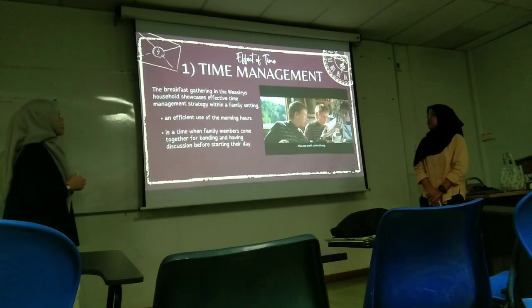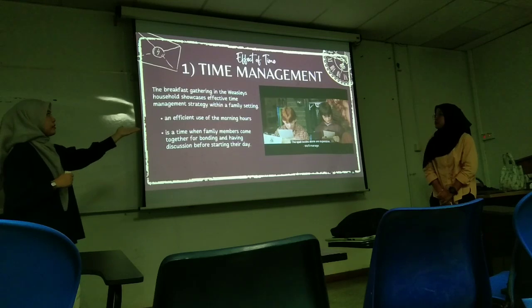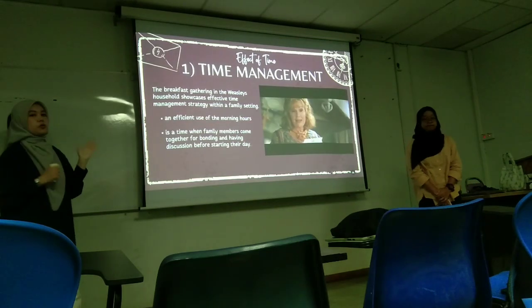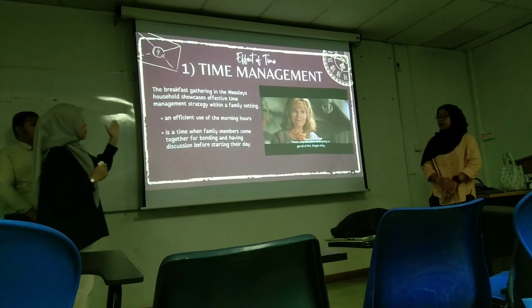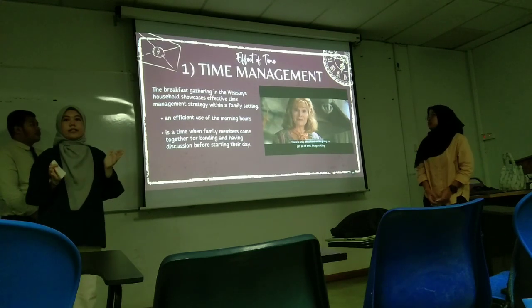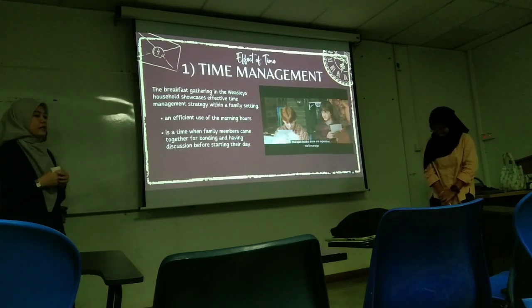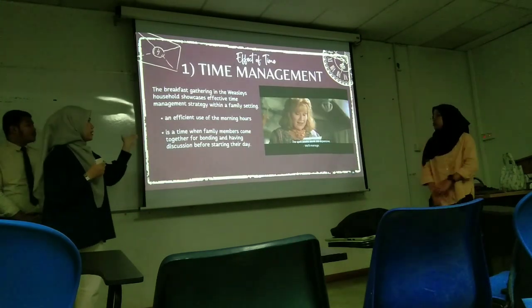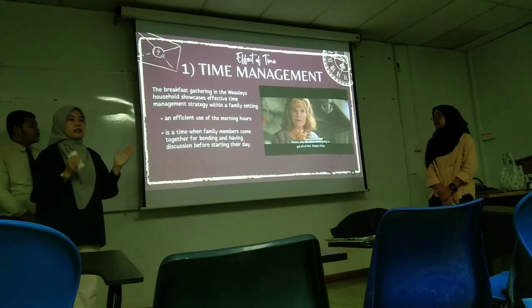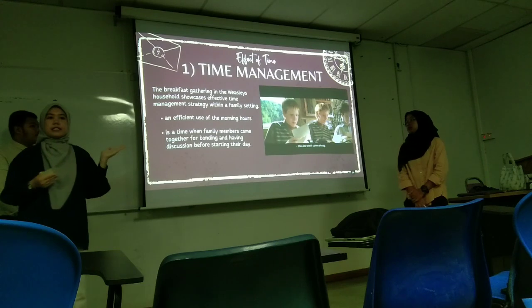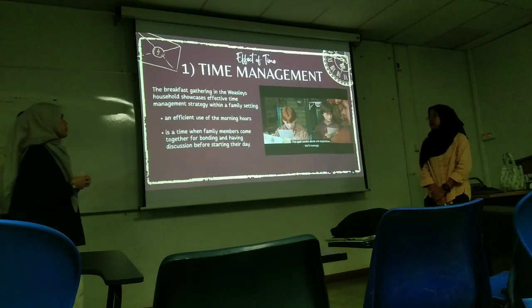Next, how can this scene be related to time management? The breakfast gathering in the Weasley household showcases an effective time management strategy within a family setting. Breakfast actually serves as an efficient use of morning hours. It is a time where the family members all come together for bonding and discussion before starting their day.